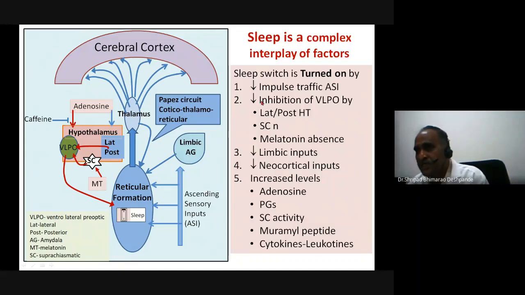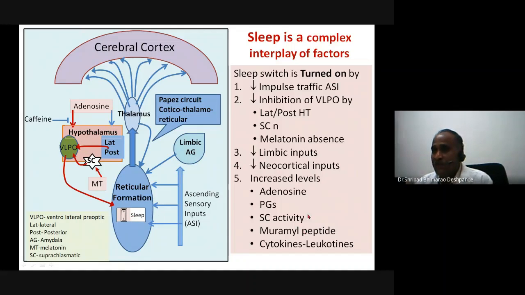I want to correct here. This is a decreased inhibition at this level between the lateral and posterior hypothalamus, or SC level, that would put you to sleep. It is also said to be because in the night we have greater adenosine levels. So there is accumulation of adenosine in the perifornical areas, and these additional adenosine levels try to increase the VLPO activity, and that will turn on this switch.